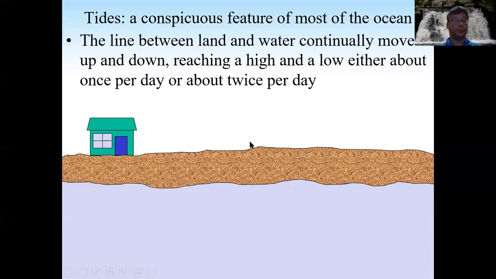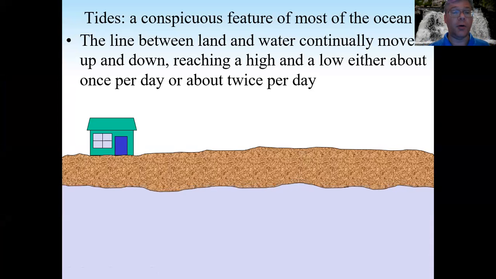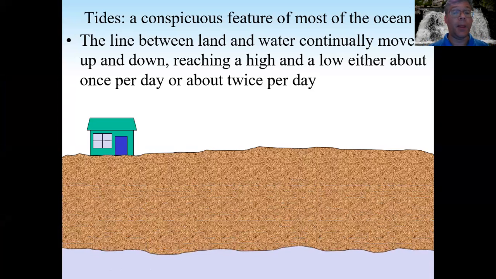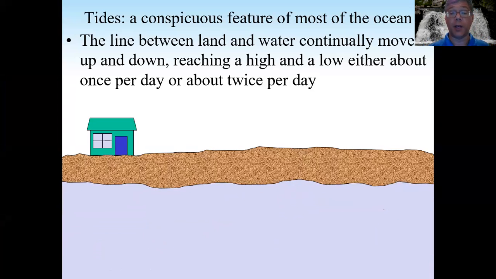The tides are a very conspicuous feature of most of the ocean. If you spend time near the ocean, you'll notice these changes. Due to the tides, the line between the land and water is continually moving up and down, reaching high and low either about once per day or about twice per day.